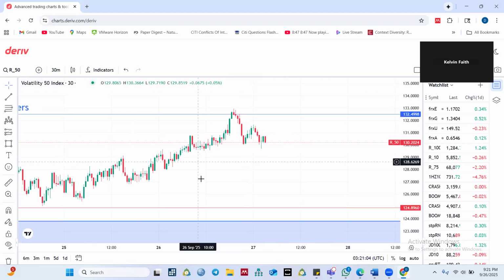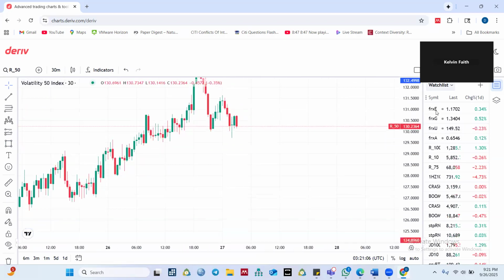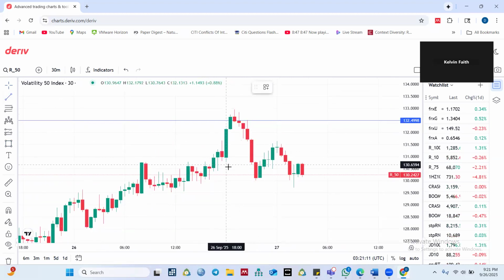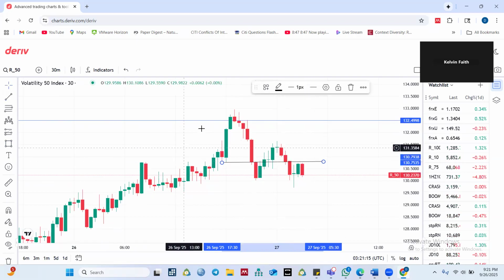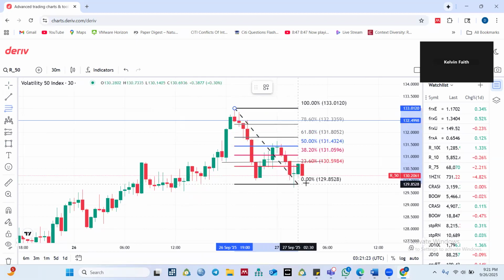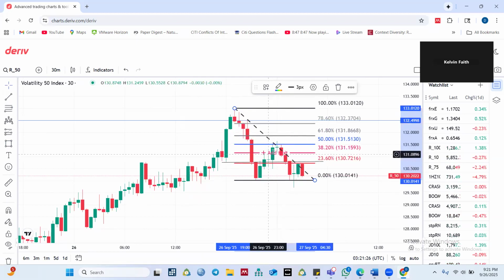Now, do we see a break of structure yet? After the reaction from the blue line, yes, this is the last low that gave that high. And we've seen price engulf, take it out, and then a pullback. Where did the pullback come to? From up, we measure the pullback, we get a pullback of 50%.